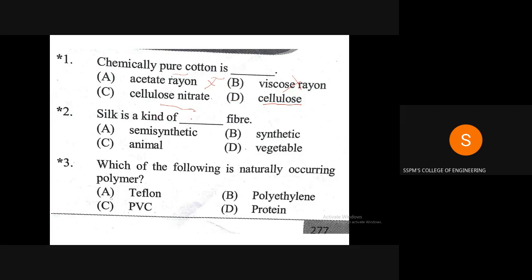Then, silk is a kind of dash dash fiber, so it is an animal fiber. Silk is obtained from silkworm, hence it is an animal fiber.